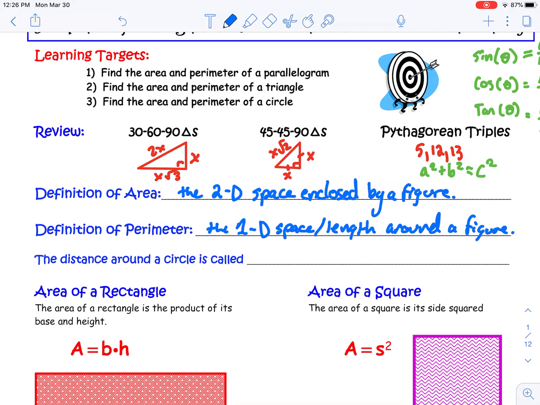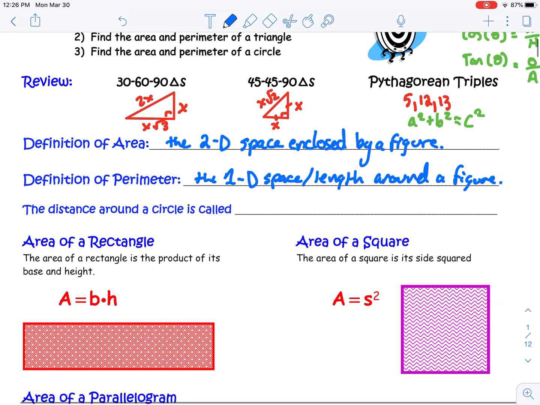So it's as if we were to try to trace our finger around the outer edge. Now, those of you that have worked with circles before know that there is a special name for the perimeter of a circle, which is called circumference. Whenever you see circumference, just think, oh, they're talking about the perimeter of the circle.